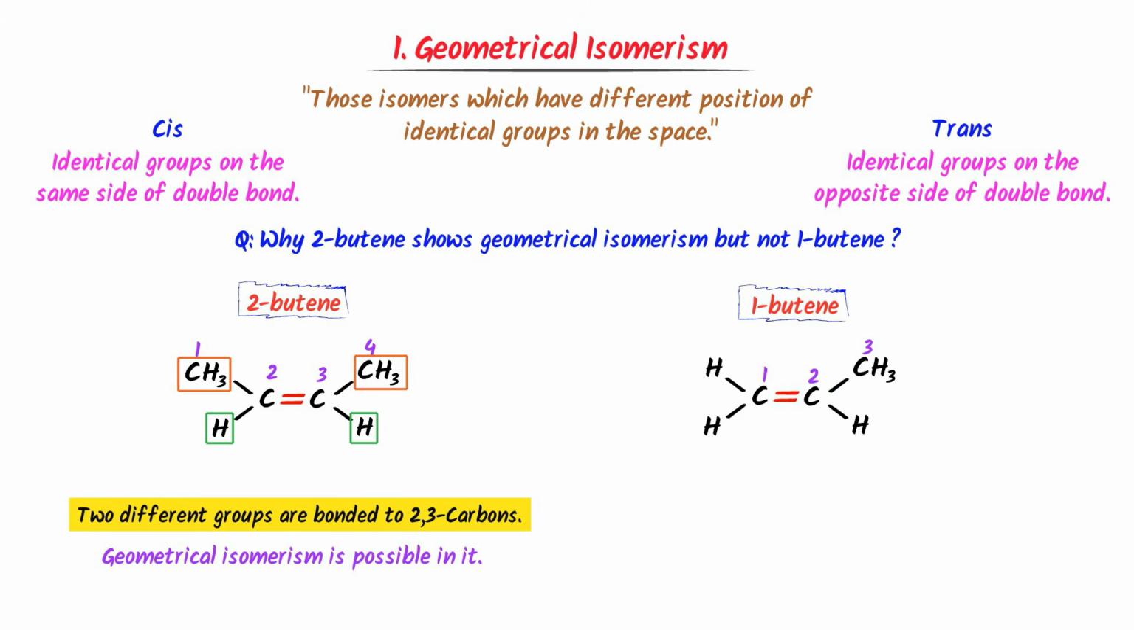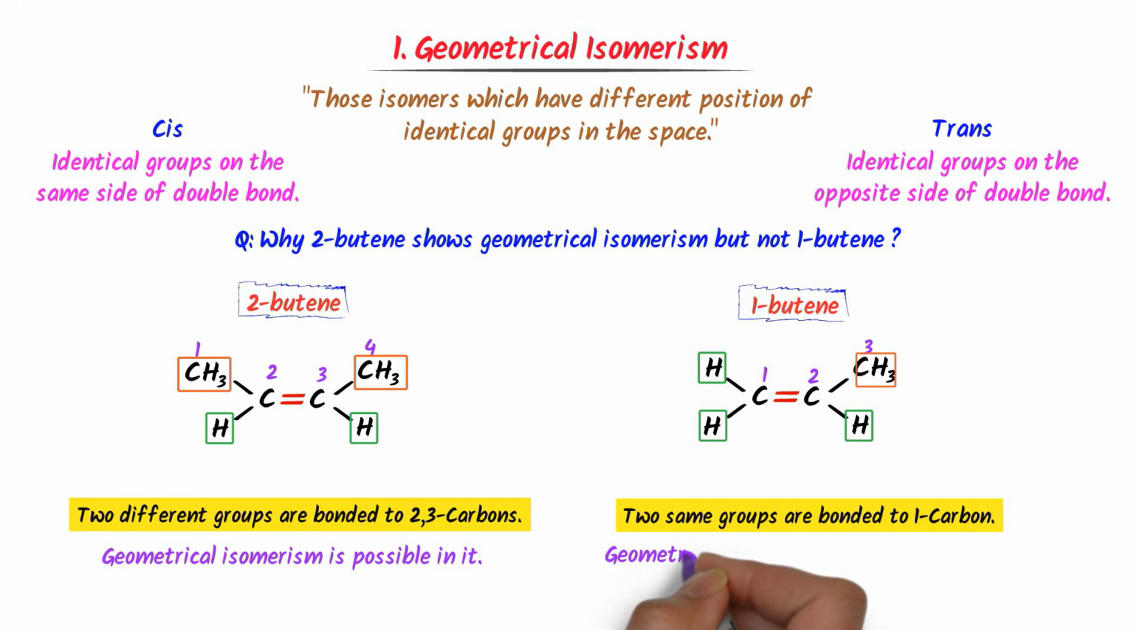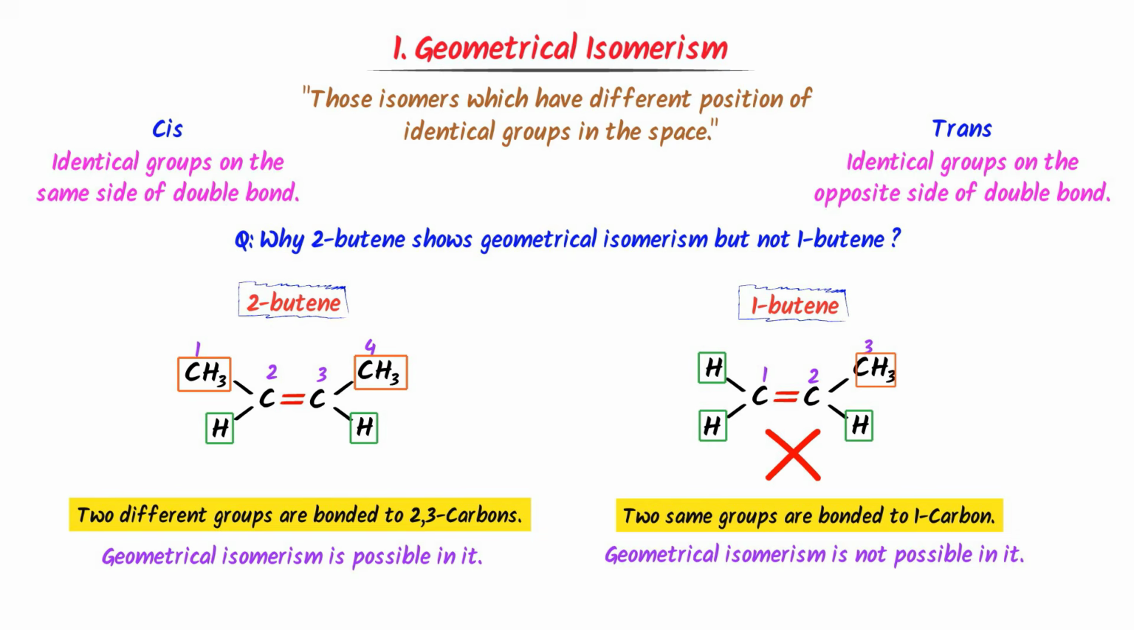I write 1-butene. Here, on the second carbon, there is an alkyl group and a hydrogen group, so it is all right. But at the first carbon, two same groups, hydrogen, are attached to the first carbon. We have already learned that if identical groups are attached to the same carbon, geometrical isomerism is not possible. Therefore, geometrical isomerism is not possible in 1-butene, but it is possible in 2-butene. Hence, note down this important question.